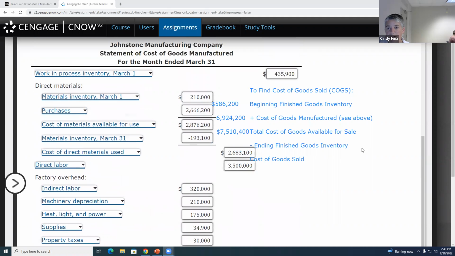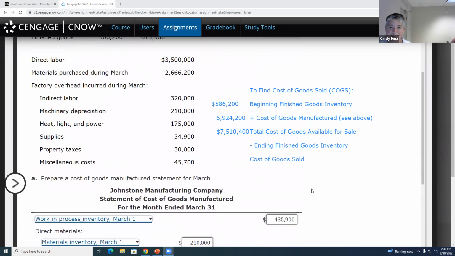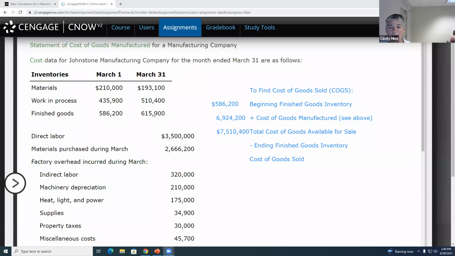And then our final step is to say, okay, we had that much available for sale. How much did we not sell? How much did we have left at the end of the month? And that would be the 615,900. If we subtract that, we get our cost of goods sold: $6,894,400.